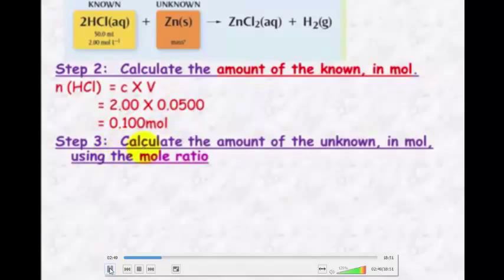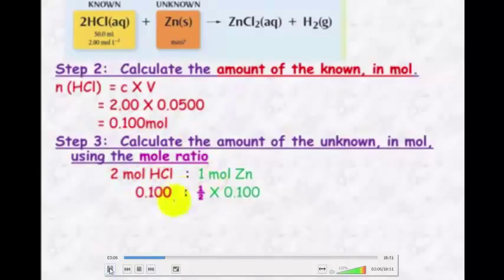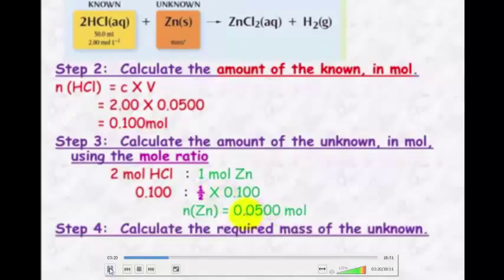The next step is to calculate the amount of the unknown in mole using the mole ratio. So 2 mole of hydrochloric acid will react with 1 mole of zinc. And that's all I've written here. So if I've got 0.100 mole of hydrochloric acid, it will react with the mole ratio, which is the unknown over the known, so 1 over 2 of zinc, which will equal 0.50 mole.